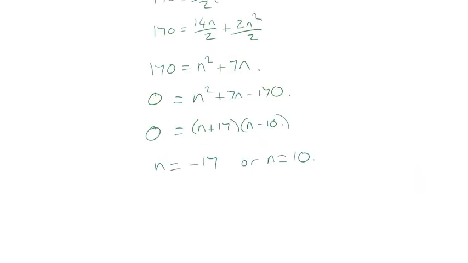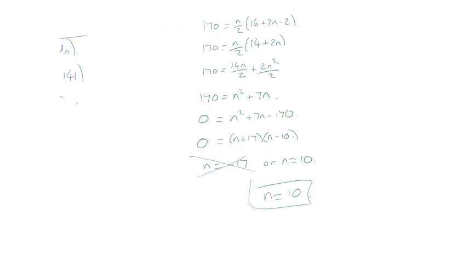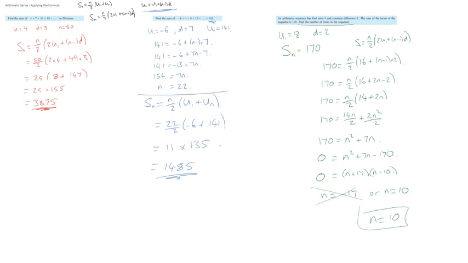But we are in a sequence and we do not have a minus 17th term, do we? Negative numbers make no sense in terms of a sequence. So let's get rid of that. n is equal to 10. Okay, hopefully that has been some good examples of how you can apply these series formulas for arithmetic sequences.